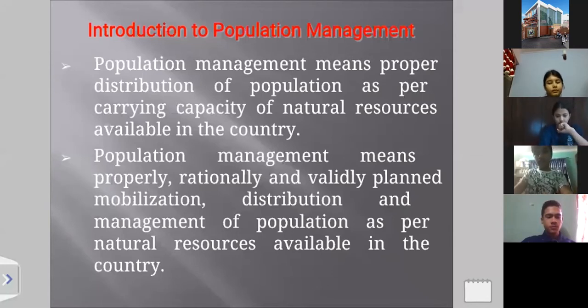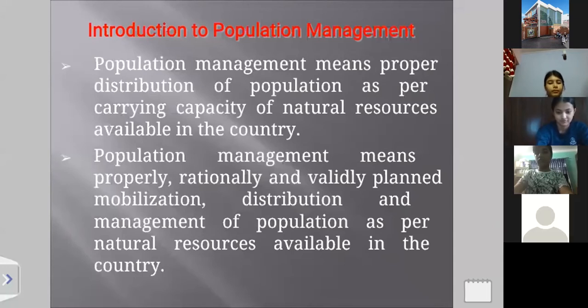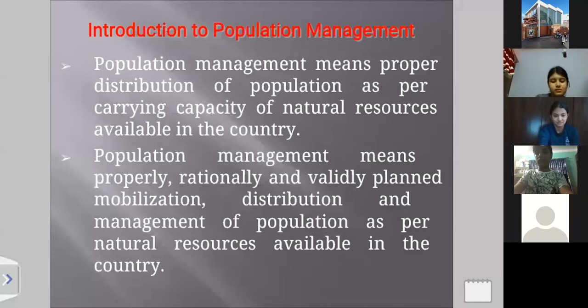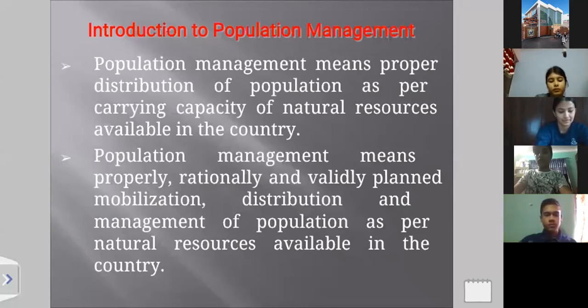I have mentioned the two definitions. One is the definition of population management. So in the introduction to population management, introduction means we should know what is the meaning, what is the definition of population management. And if we know the meaning, then we can easily think what are the ways, what are the methods, what are the different techniques to manage the population.